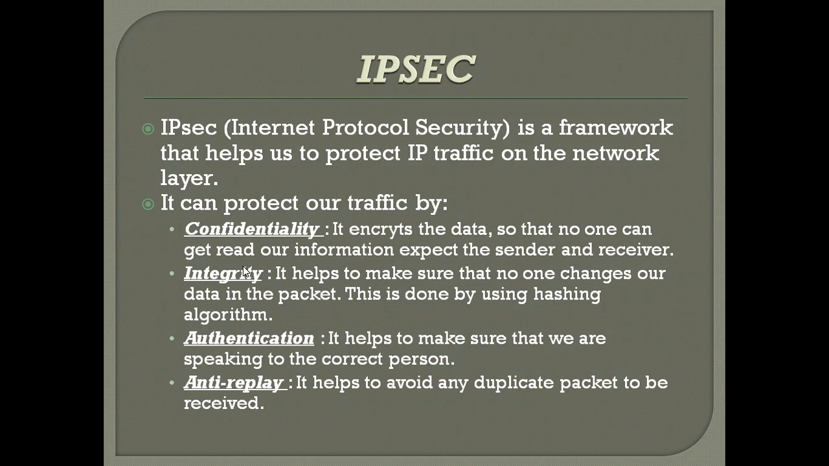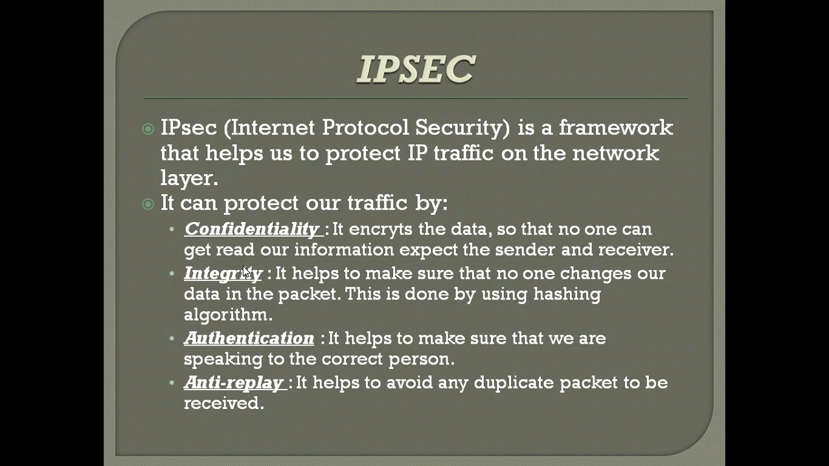Next is authentication. Authentication is about making sure the party you are speaking to is the right one to give the information to. Suppose router A needs to send a packet to router B. It wants to confirm that it is the correct router B to send the information to, and not any other router like C or D. We just want to make sure the party we are speaking to is the correct one. That's what authentication does.